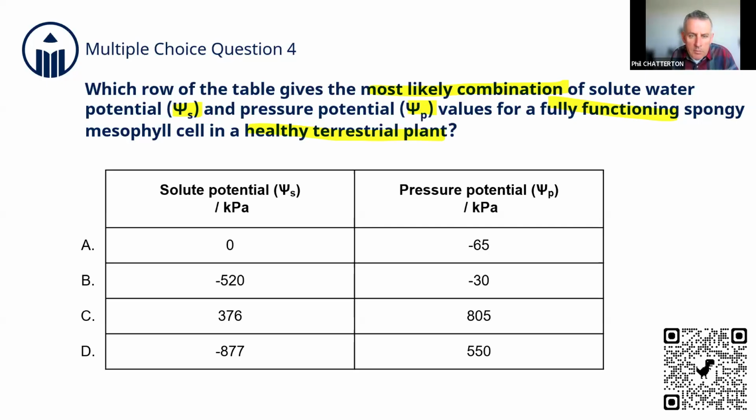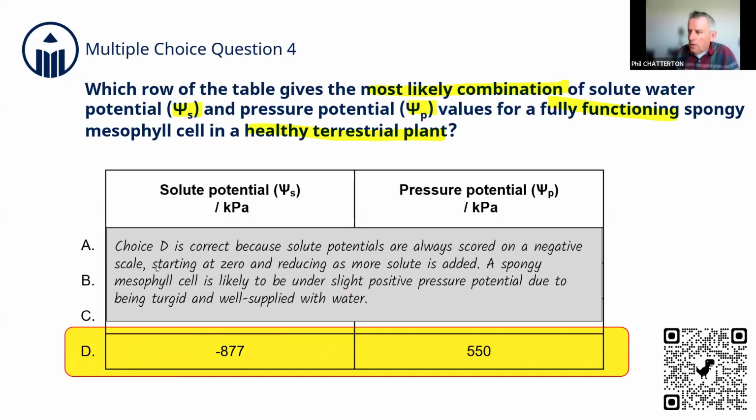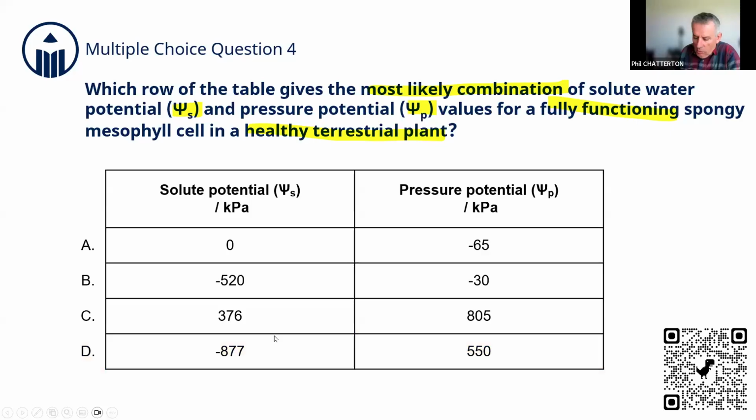Okay, I'm seeing B's, D's, a couple of A's. Okay, let's reveal the answer here. It's D. The reason it's D is that solute potentials are always scored on a negative scale. So if we just go back to the numbers, we can always eliminate anything that's not a solute potential on a negative scale.